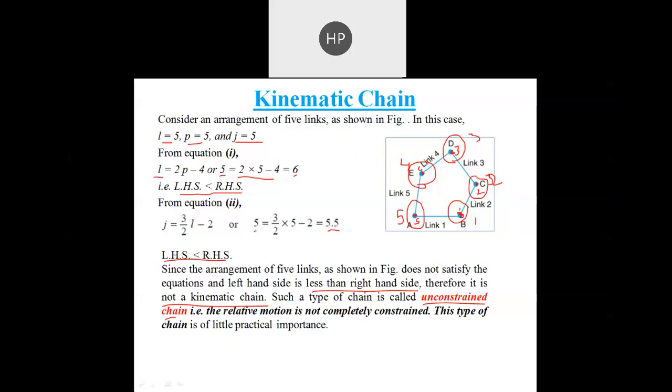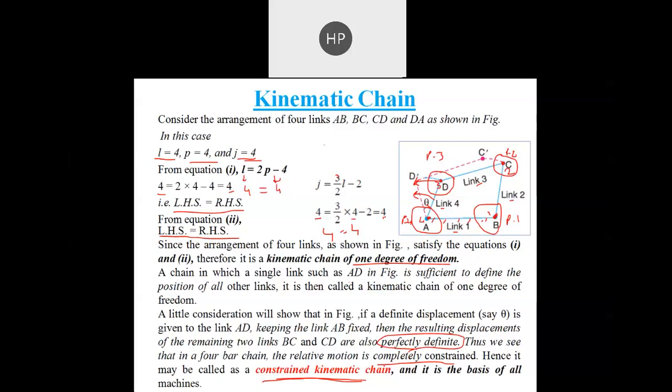There will be a transmission of the motion, but it is not constrained, it is not in a definite direction. Suppose you move this link 2 here, what will be the motion of link 3, what will be the motion of link 4, and what will be the motion of link 5? You cannot define that in this case. That's why it is termed unconstrained. Here, if you fix this length AB and move this D in this direction, you can easily define the motion of link 3 and the motion of link 2, and that's why it is known as constrained motion.